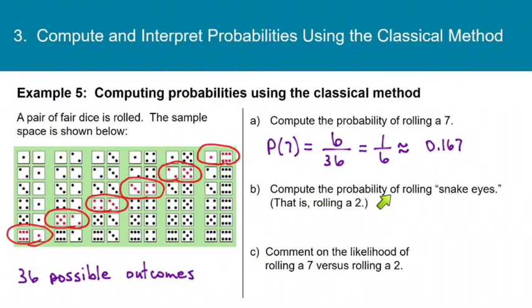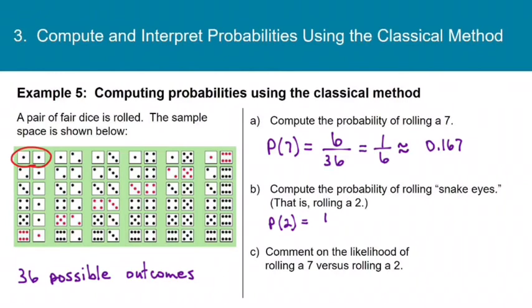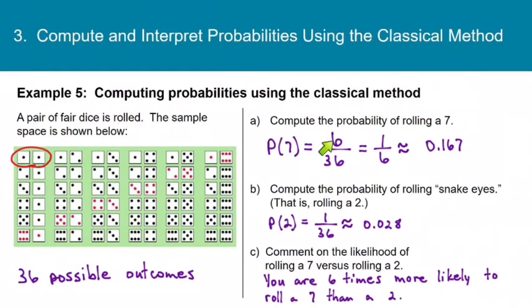And now let's compute the probability of rolling snake eyes, or in other words, rolling a 2. So there's only one way to roll a 2, and that is that each die has a 1. So the probability of rolling a 2 is 1 out of 36, or approximately 0.028. And then it says comment on the likelihood of rolling a 7 versus rolling a 2. Well, you're 6 times more likely to roll a 7 than a 2 because there are 6 ways to roll a 7 and only 1 way to roll a 2.